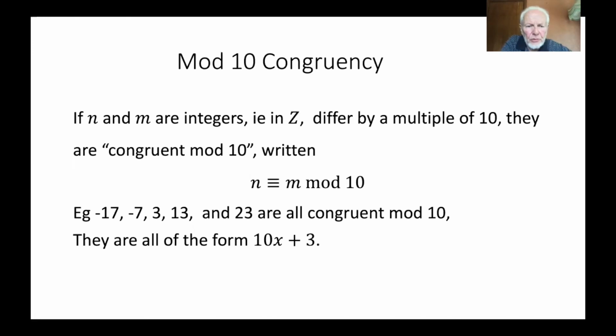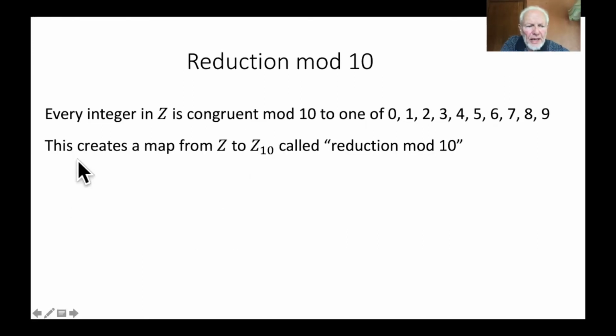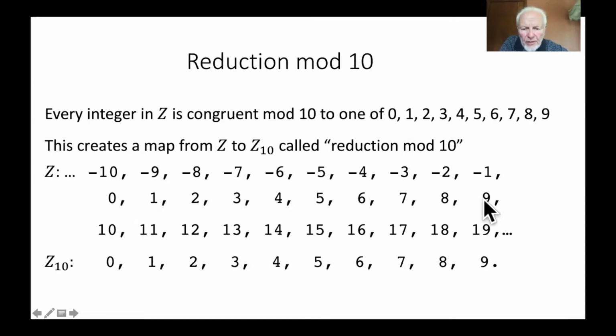And this gives rise to a map from Z to Z10. So every integer in Z is congruent mod 10 to one of these. And this creates a map from Z to Z10 called reduction mod 10. So here's Z, which of course goes on forever, and here's Z10, which doesn't, it stops here. So this reduction mod 10 map is this. So all these numbers here map to 7, all these map to 6. And if you add any one of these to any one of those, you're going to get one of these, just as if you add that to that, you get that.